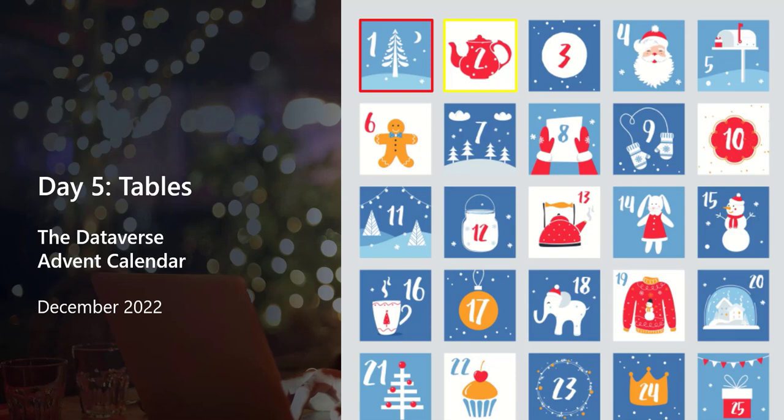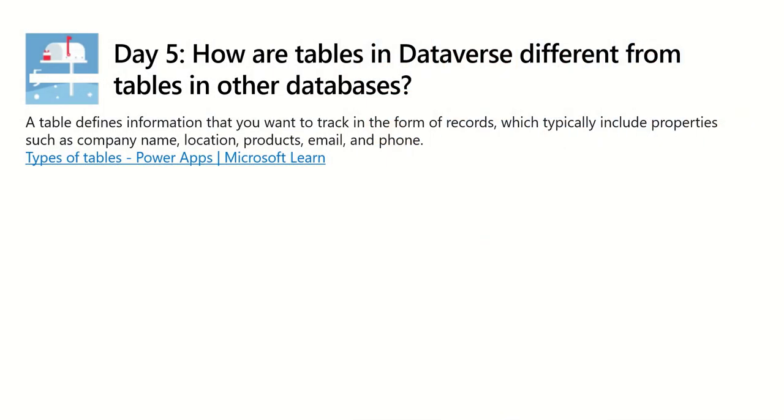Today we're going to talk about tables, and we have quite a bit to say, so without further ado, let's jump into a key question. How are tables in Dataverse different from tables in other databases, even though the definition of table is essentially the same? A table defines information that you want to track in the form of records, which typically include properties such as company name, location, products, email, and phone.